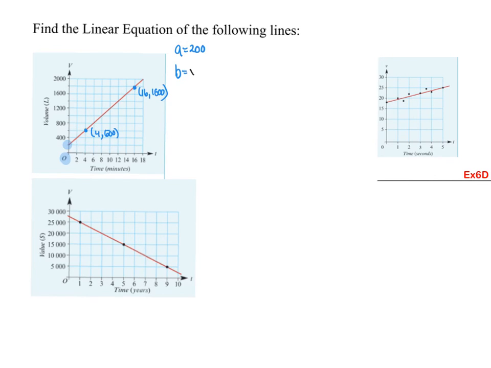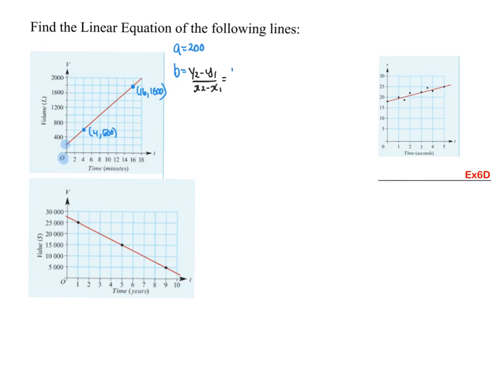We'll use y2 minus y1 over x2 minus x1 and pop your values in. I'll call this 1800 minus 600 over 16 minus 4. That will be 1200 over 12, so it equals 100. Yeah?